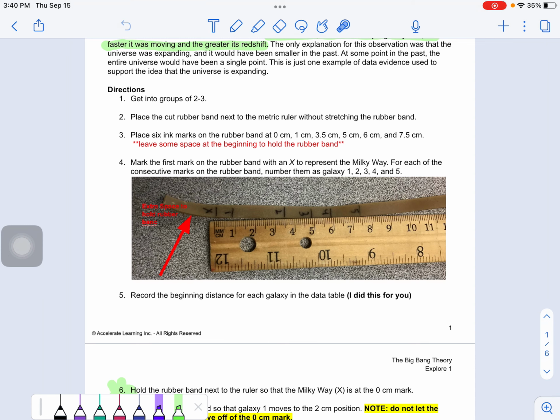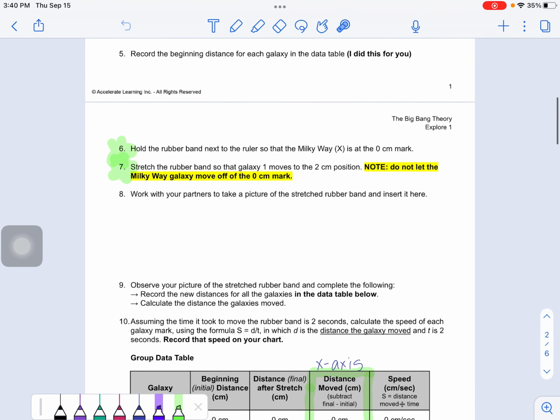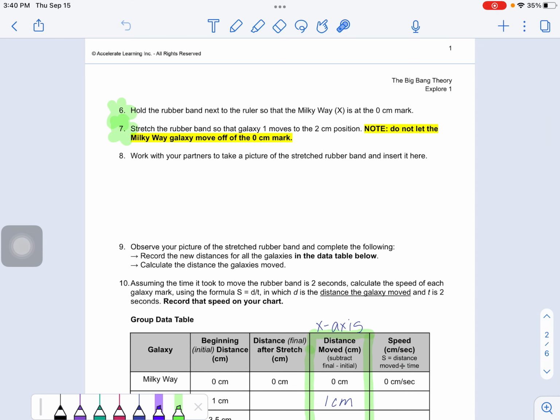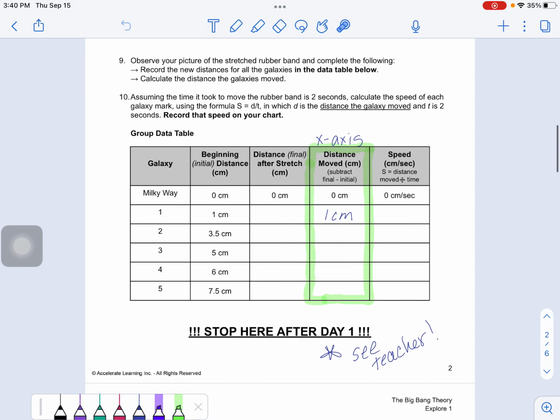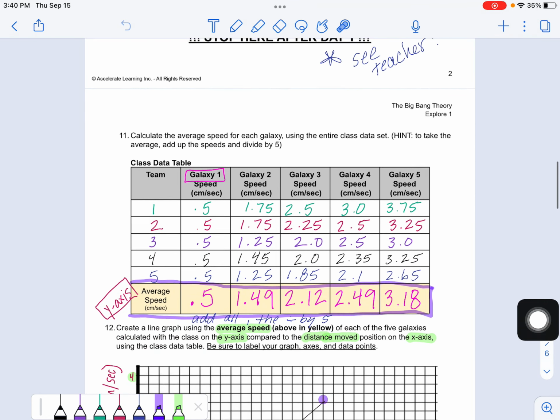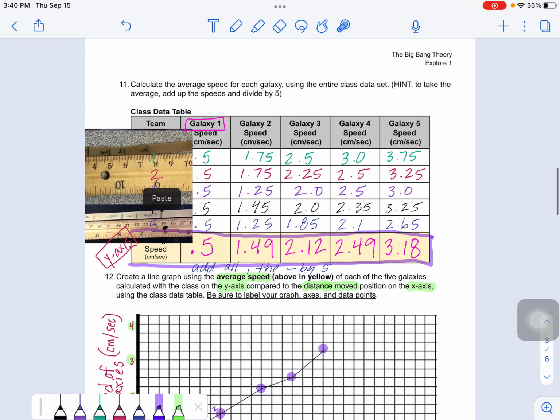initially. And what we did is we compared, well, what happens to those galaxies or what are we noticing about those galaxies as we stretch the rubber band. And as we stretched the rubber band, we started to notice that, of course, the galaxies moved with the stretch. And as they moved, we started to see the distances that they were moving increase over time. I'm going to put my picture in here so we can kind of see the two rubber bands.